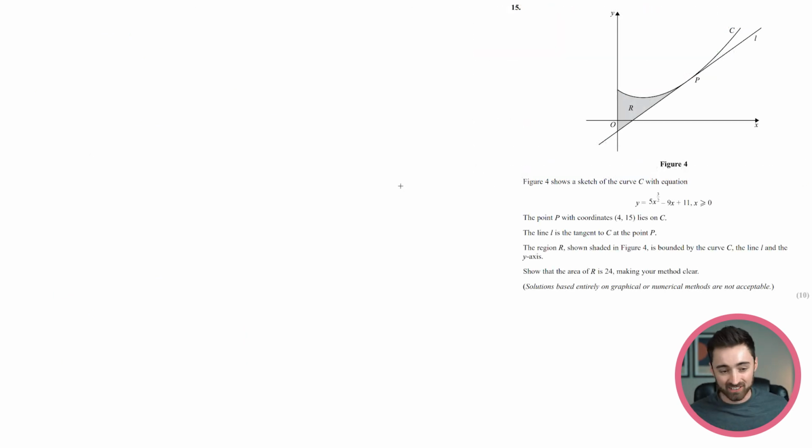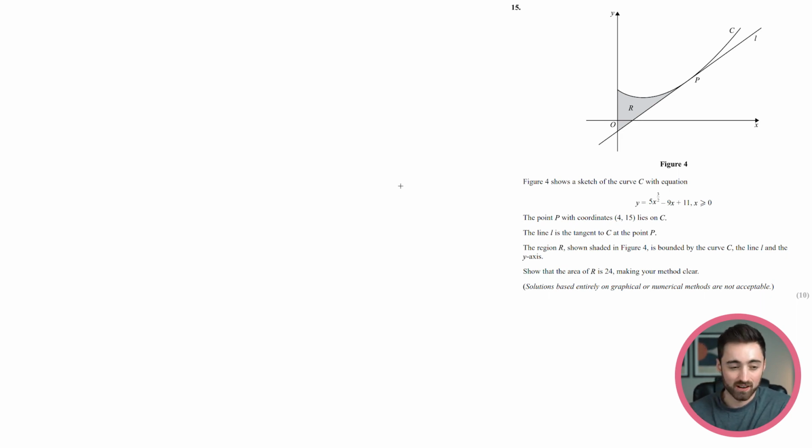Alright, 15, looks grim, I want to get this over with, so let's go. Figure 4 shows a sketch of the curve C with equation, all of that stuff. Point P with coordinates (4, 15) lies on C, line L is a tangent. Region R, shown shaded in figure 4, is bounded by the curve C, the line L and the y-axis. Show that the area of R is 24.